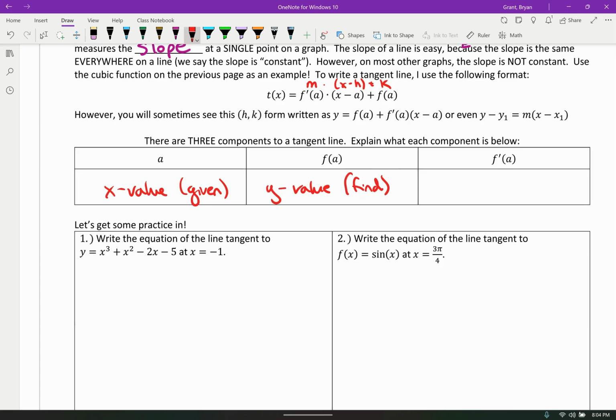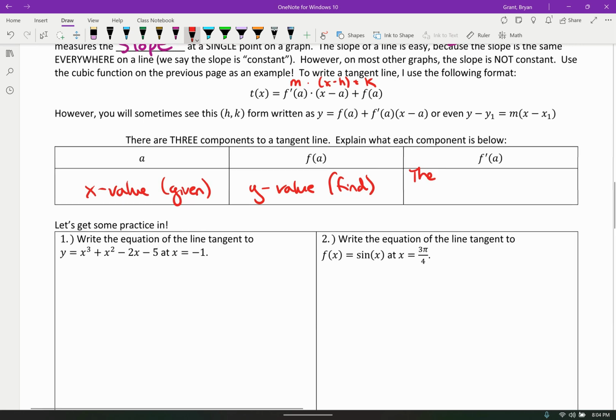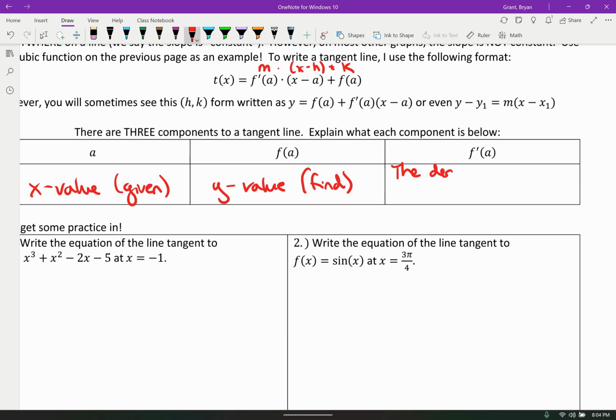So what is f prime of a? Right, f prime of a is the, and you're going to probably need 2 lines here. It's the derivative function. And now, it's not just the derivative function, because the derivative function could say, like, take the derivative of x squared plus 2x, and you're like, ooh, that's 2x plus 2. But that's not our slope, because f prime of a is the derivative function evaluated at x equals a.